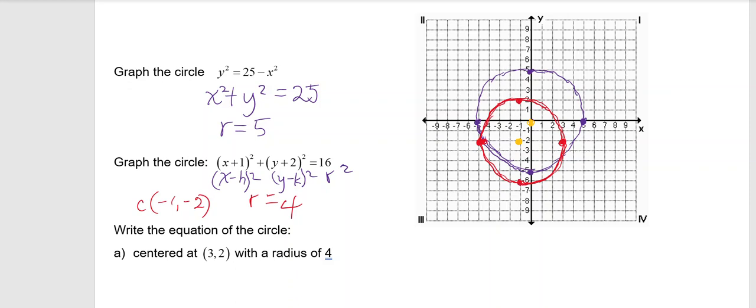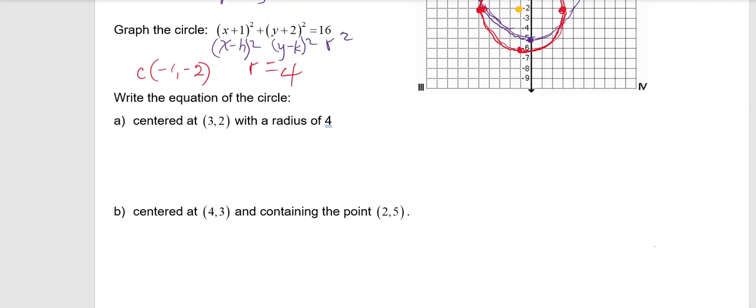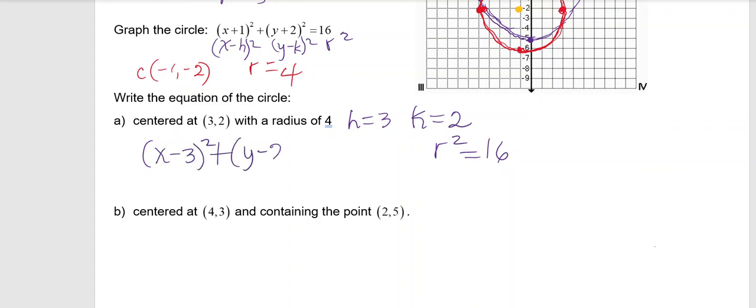Okay, that's how we graph a circle given the center and the radius. So what if we're given the center and the radius and we want the equation of the circle? Well, we know that h here is 3 and k is 2. And if the radius is 4, then r squared must be 16. So our equation here would be (x minus 3) squared plus (y minus 2) squared equals 16. All right, not too bad.